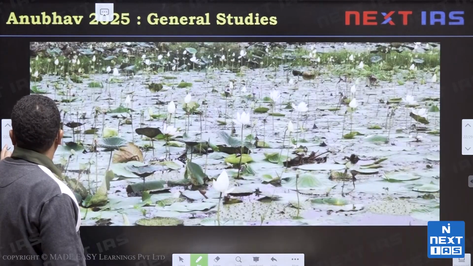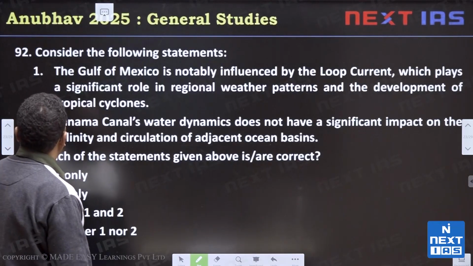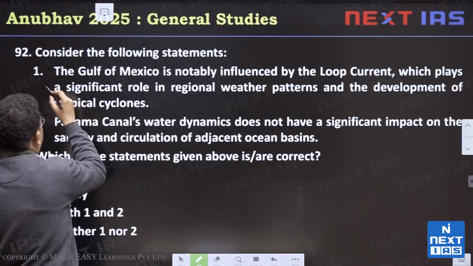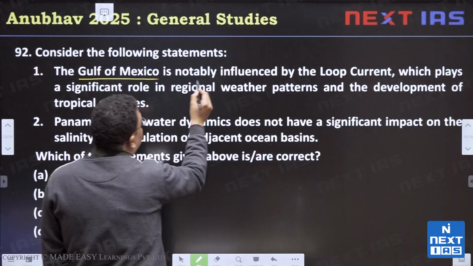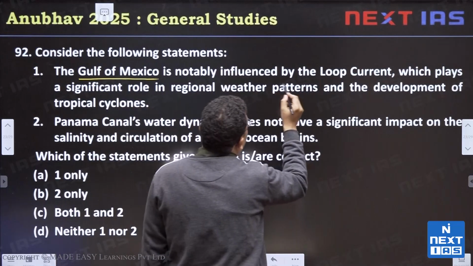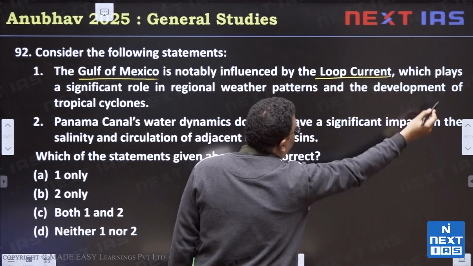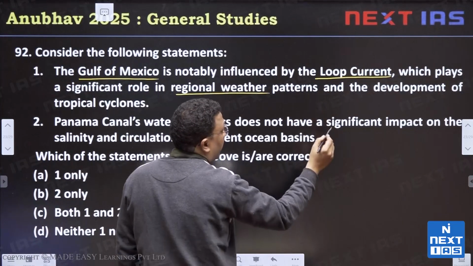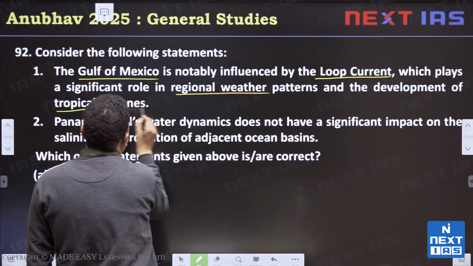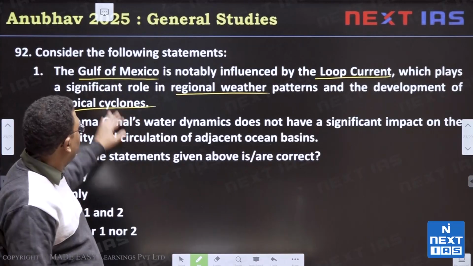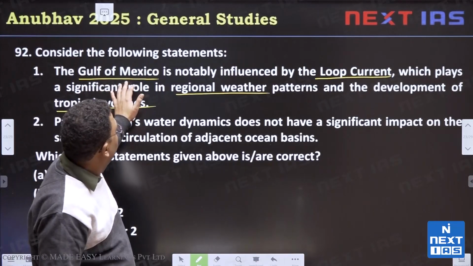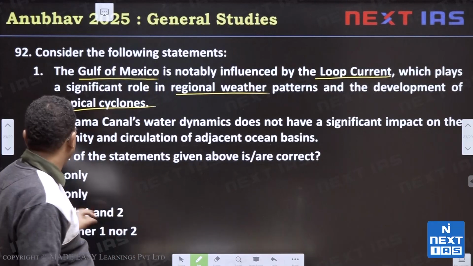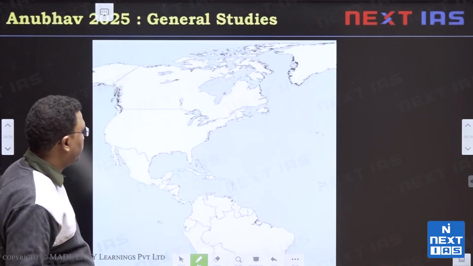Now let's move on to the next question, that is question 92. It says, consider the following statements. First statement, the Gulf of Mexico is notably influenced by the loop current, which plays a significant role in regional weather patterns and development of tropical cyclones, right? So this statement is about the Mexican loop current. Let's first understand what it is and then we will come back to the question.